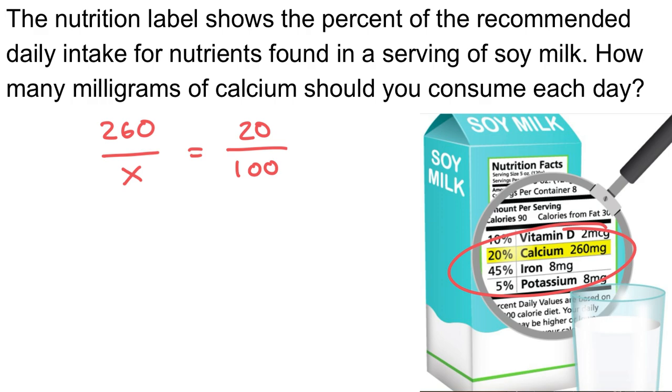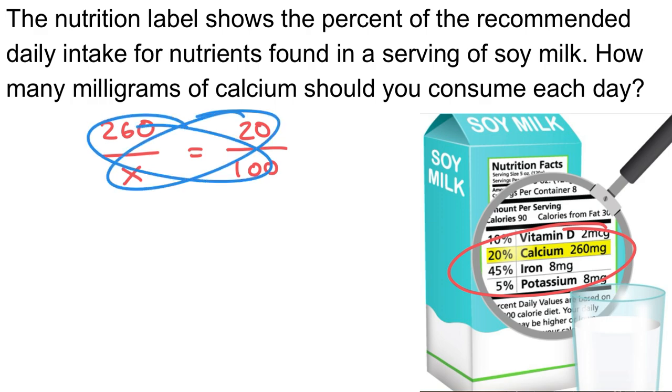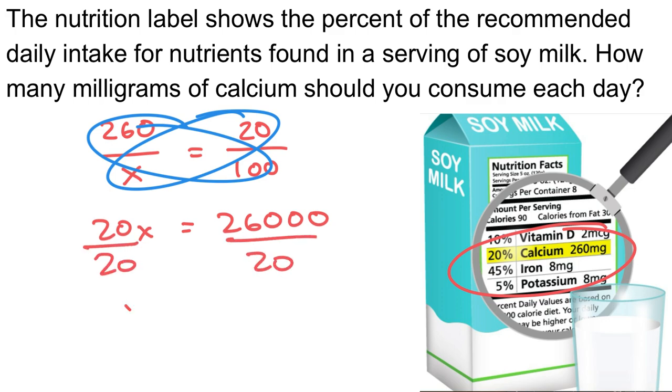Now when I cross multiply, like I do for all percent proportions, I'm going to get 20x equals 2,600. When I divide both sides by 20, x is going to be 1,300 milligrams. So my whole in this case is 1,300 milligrams. The 260 represents 20% of that whole.